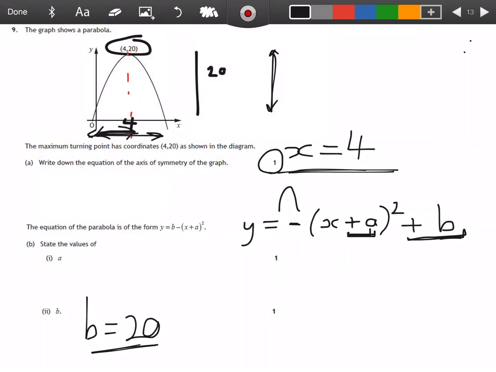But you need to be very careful. a is not positive 4. Positive 4 is the value on the x-axis, but a is actually, and I'm hoping you're thinking it, a is actually negative 4. This equation would read x take away 4 inside the bracket.